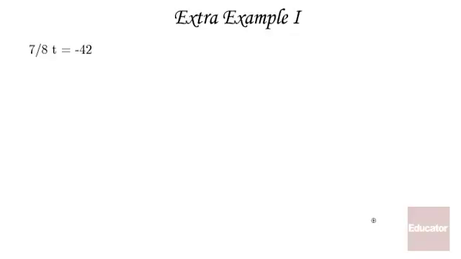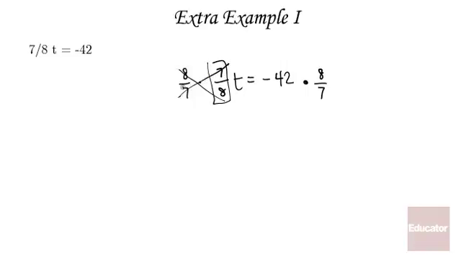Let's try an example with multiplying fractions. 7/8t equals -42. The multiplicative inverse of 7/8 is 8/7. And according to the multiplication property of equality, I'm going to multiply both sides by 8/7. These will cancel and these will cancel, and I've isolated the variable t.